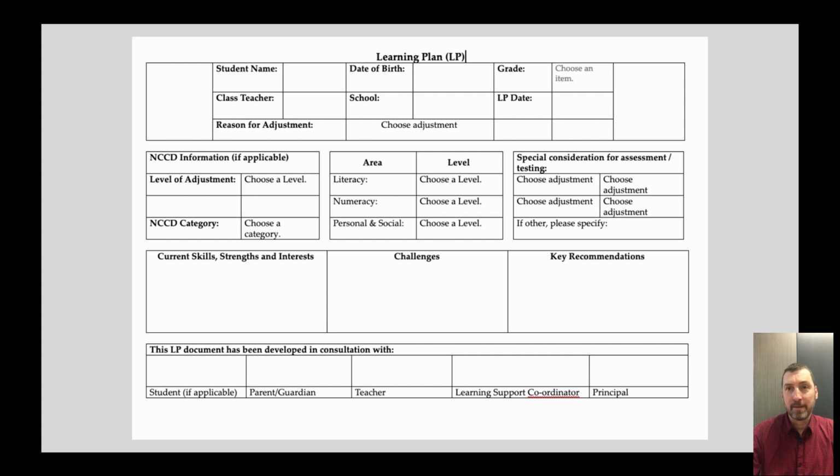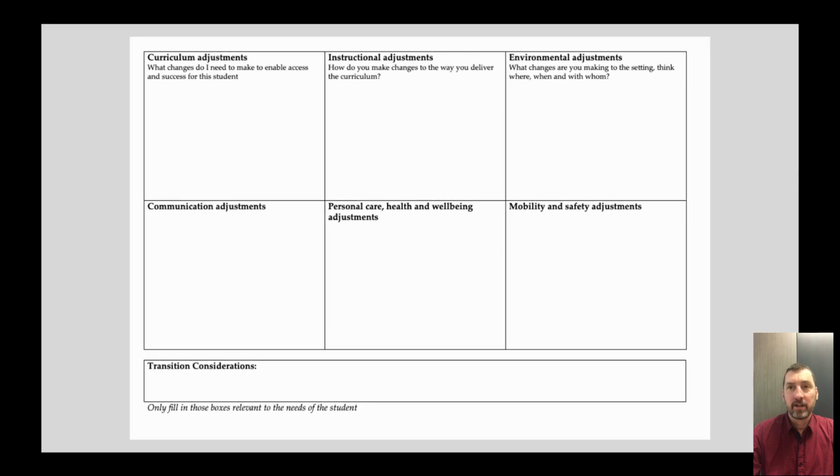The first page is a snapshot of the most important background information that someone new to the student, such as a new teacher or a relief teacher, needs to know. The second page of the learning plan documents all of the adjustments that are being made to enable the student to access and participate in the learning environment on the same basis as their peers. This includes both the academic and social aspects of the learning environment.